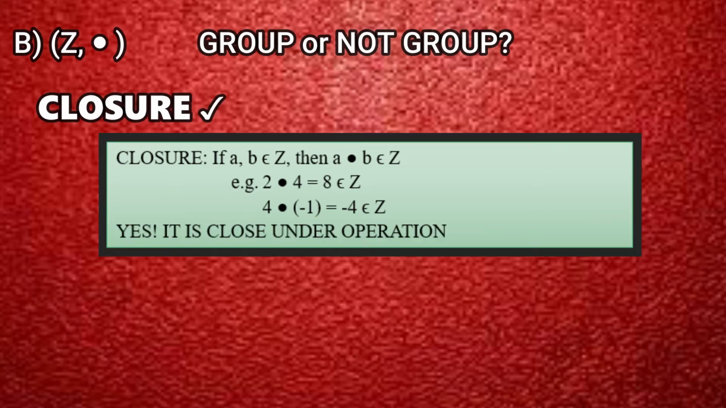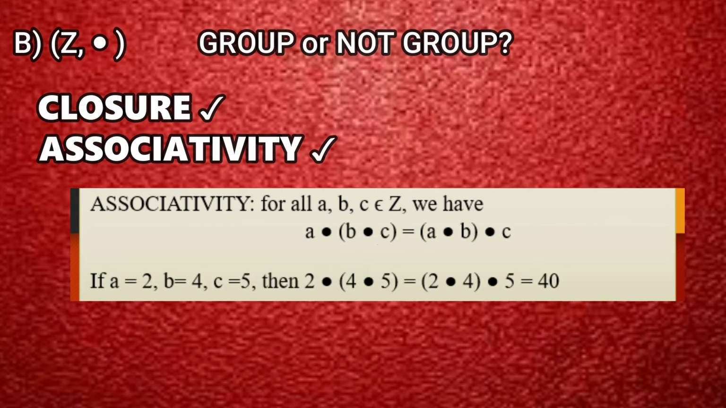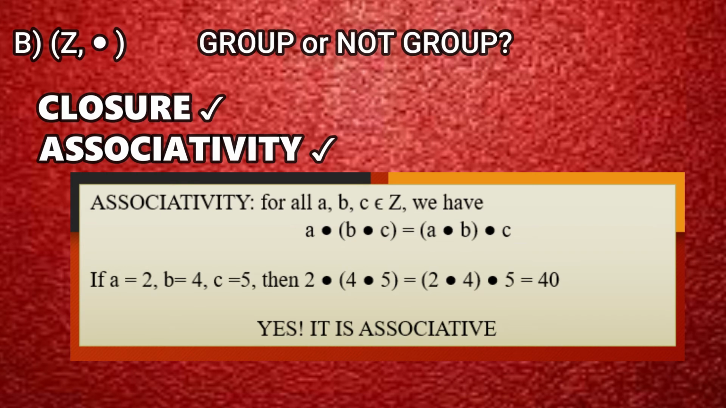So yes for closure. For the second property, associative, is it associative? Of course yes. To verify, let's take a look at this example. A times the quantity B times C equals the quantity A times B times C. If A is equal to 2, B is equal to 4, C is equal to 5, then 2 times the quantity 4 times 5 equals the quantity 2 times 4 times 5 equals 40. So we can say that it is associative.